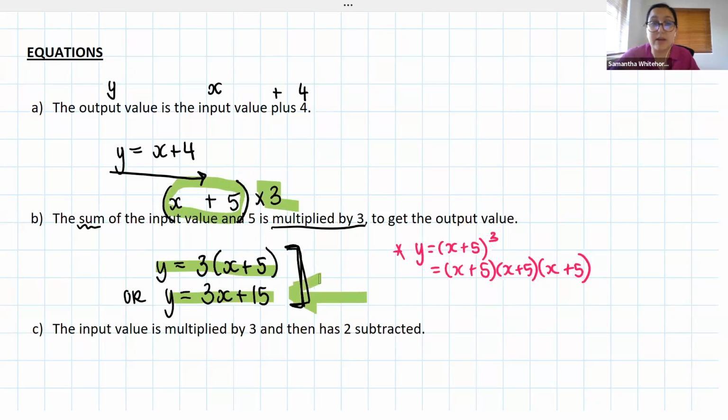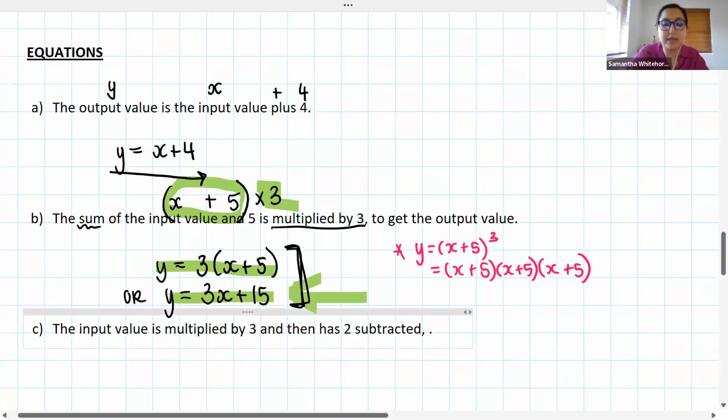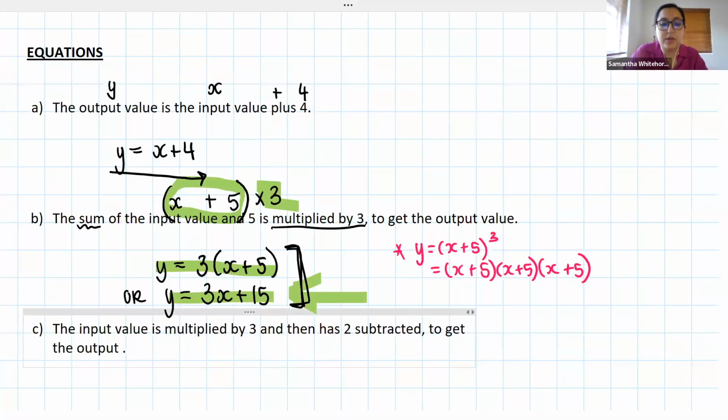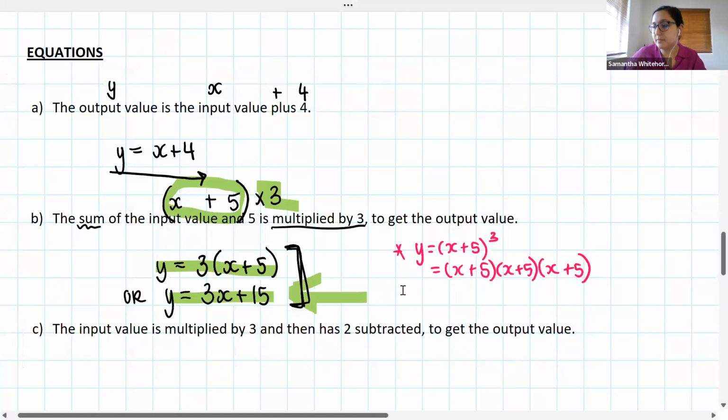Right, so now if we have a look at C, we've got the input value is multiplied by 3 and then has 2 subtracted. Again, if you want to add in, get the output value, that is fine too. Now, please, if we can put our potential answers on the chat, that would be wonderful. And then we'll have a look in a minute, 60 seconds.